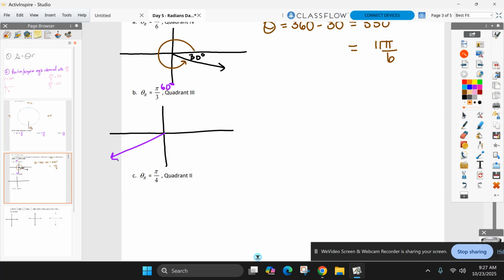The terminal side forms a 60-degree angle. Make sure it's with the x-axis, not the y. Not the y. And we want to know what is that angle in the third quadrant.